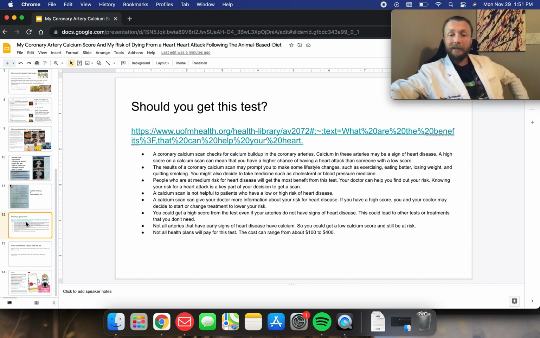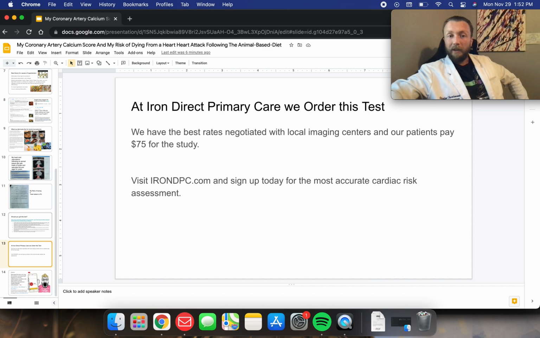So should you get this test? My answer is yes, you should get this test, especially if you have heart disease in the family, or if you're following a low-carbohydrate, high-fat diet and you have people telling you you're going to die of a heart attack. You want just that peace of mind. This test is an amazing test. It takes 3 minutes, a bit of radiation, but hey, I got peace of mind for the next 5, 10, 20 years.